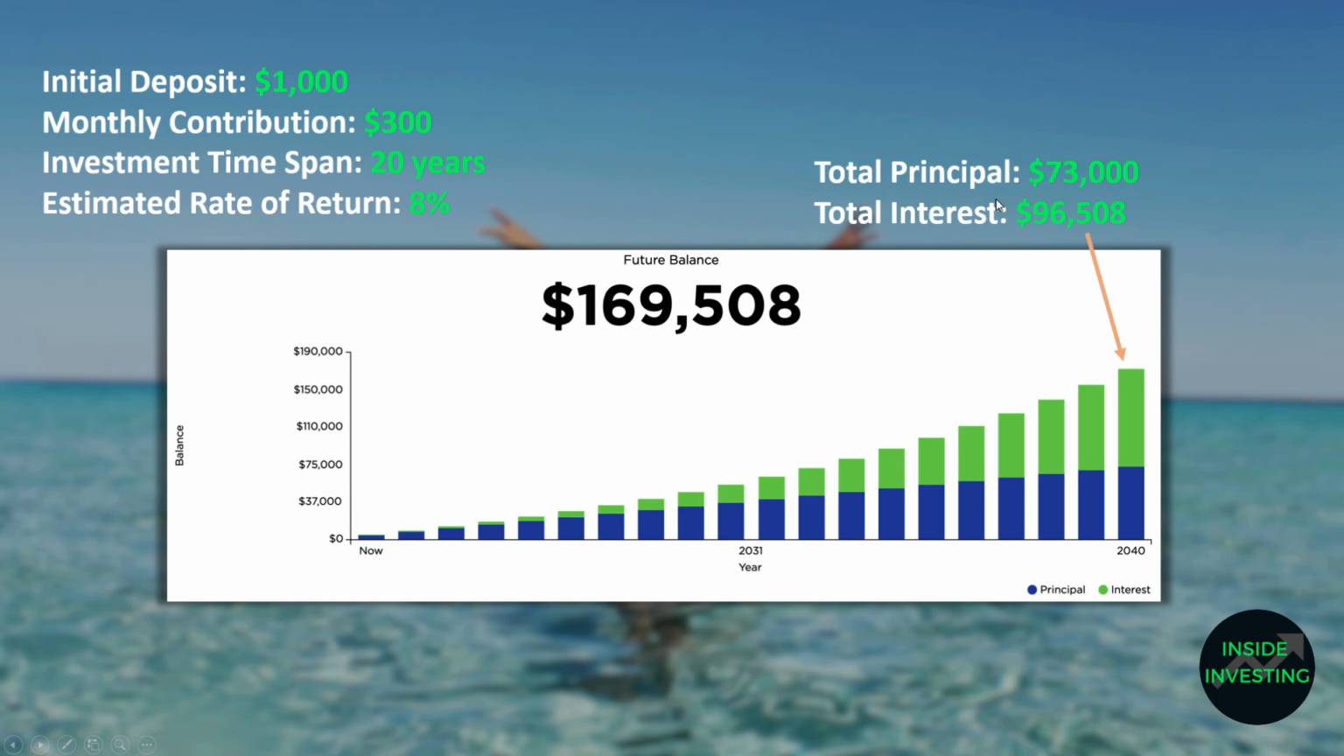But then we see here, and now stuff gets funny. We see that the interest is around 100,000 US dollars, so $96,500 actually. That's a lot of money that we would have earned in this case. And it's actually more than we've invested. The biggest cause here is the time span, just the 20 years.